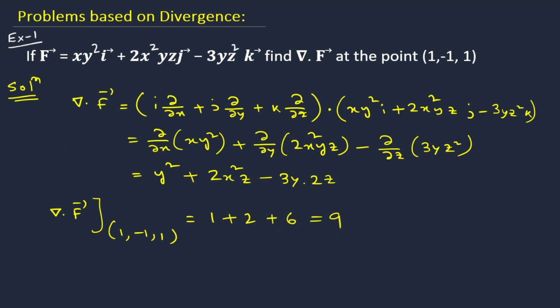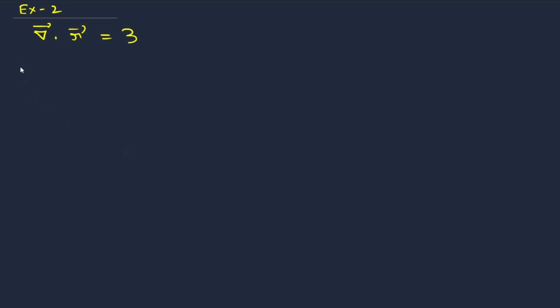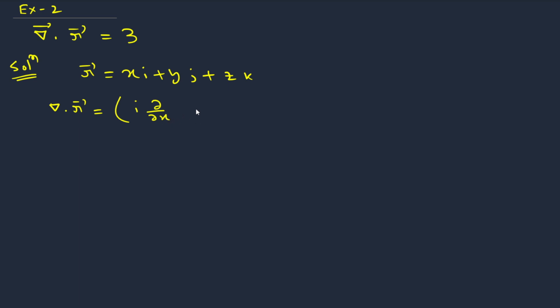So the final answer is 9. Similarly, if you do example number 2 the same way, suppose r bar is equal to x i cap plus y j cap plus z k cap. Then nabla dot r bar is i ∂/∂x plus j ∂/∂y plus k ∂/∂z dot x i cap plus y j cap plus z k cap.